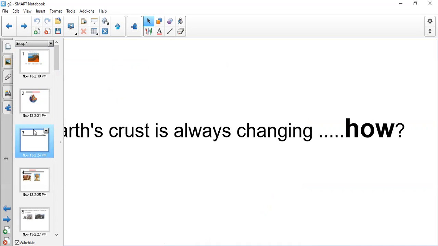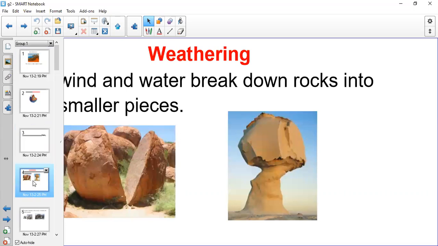Does the earth crust change? Yes. This is what we have discussed during the last session, that the earth crust is changing. But how does the earth crust change? We said that the earth crust is changed by many things. The first thing that can change the earth crust, or changes the rock of the earth, is weathering.